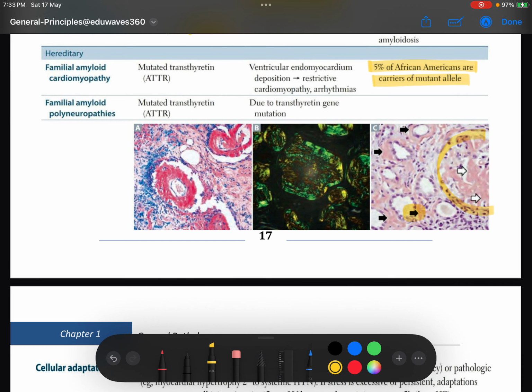Next one, familial amyloid polyneuropathy. It's also due to mutated transthyretin, ATTR mutations, causing progressive peripheral neuropathy. It's treatable with liver transplant. This hereditary condition will be treated with liver transplant, because the liver is the main source of transthyretin.